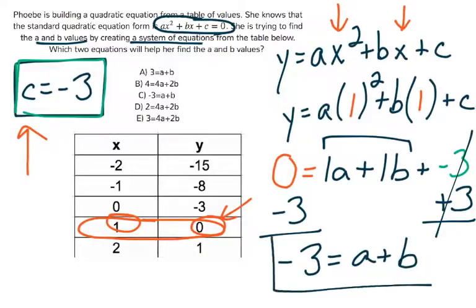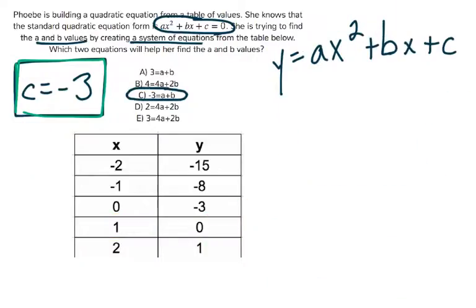And you might notice that is actually one of our answers. So if you look at C, it says negative 3 equals a plus b. So that's going to be one of our answers. Let's see if we can find the other one now. This one's going to be the same exact process as the last one. I'm plugging in points again to try to find my a, b, and c. And in this case, we're just going to find the system of equations that will help me find a, b, and c. So this time I'm going to use 2, 1.